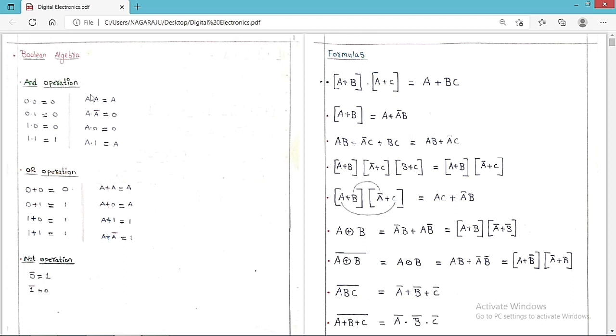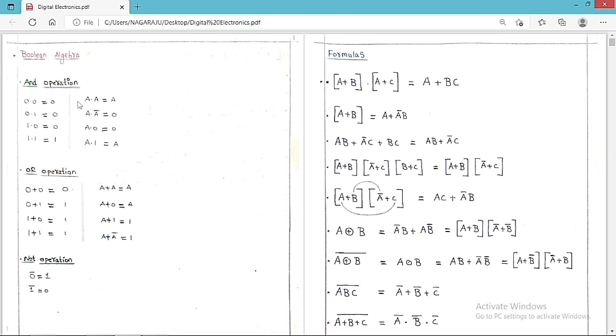In Boolean algebra, we have three basic operations: the AND operation, the OR operation, and the NOT operation. AND operation is represented by the symbol dot, OR operation is represented by the symbol plus, and NOT operation is represented by the symbol bar. Now we are going to learn each of these in a detailed manner. Listen carefully. AND operation.